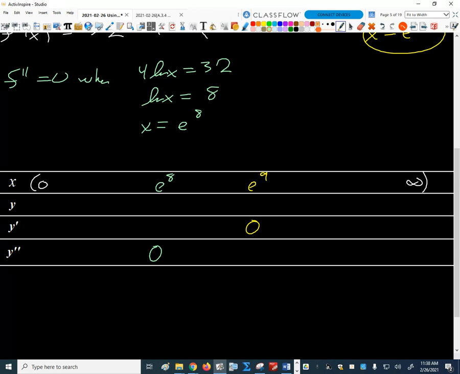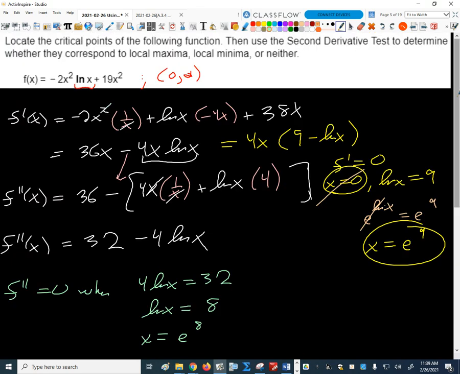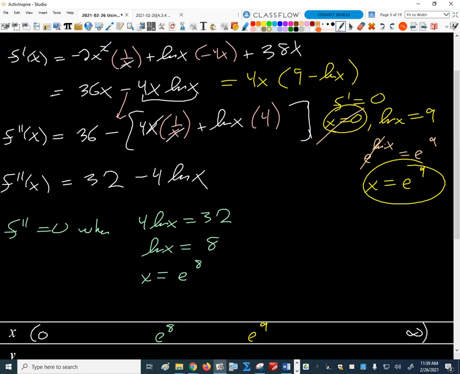Madeline. Don't you plug in e to the 9th into the second derivative equation? Yeah, good. Let's take e to the 9th and plug that in. And what do we get? If I plug e to the 9th into my second derivative, there's my second derivative. So second derivative evaluated at e to the 9th would be 32 minus 4 times the natural log of e to the 9th.